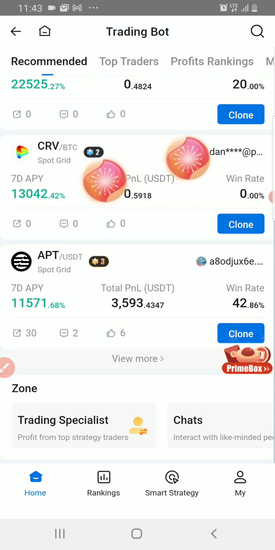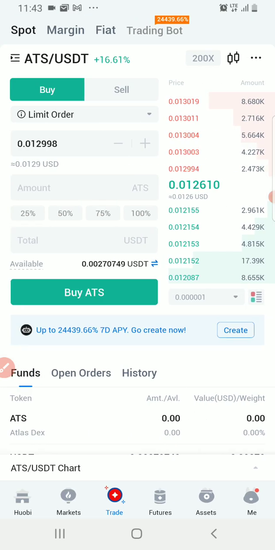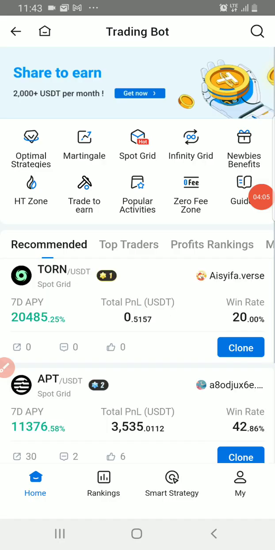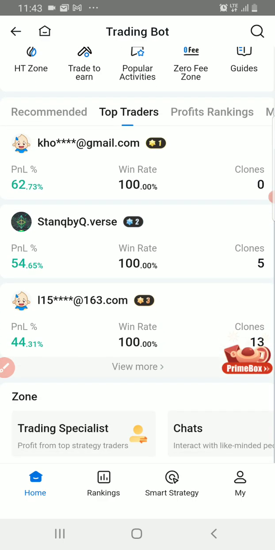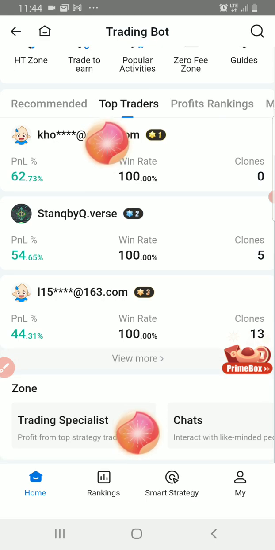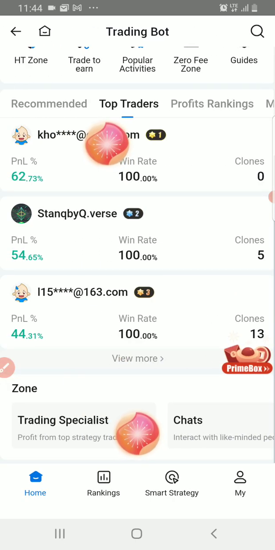But let's do our own. We need to create our own bot. But in case you want to clone somebody, you can actually still clone them. So we can come to top traders now. So you can see 100% win rate. Someone with a 100% win rate, you can just clone his trade, right? But this person is not running his own, nothing is running there. So nothing is running here too. I think all these ones don't even have a current trade.